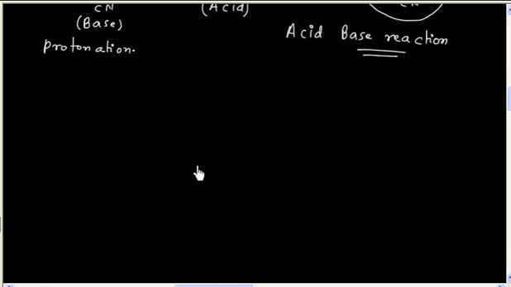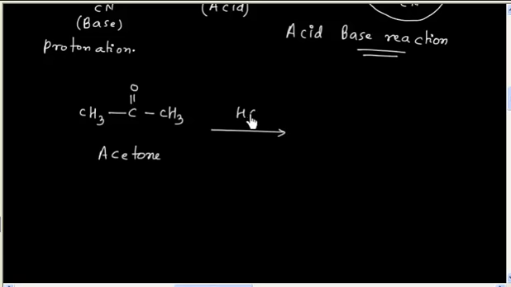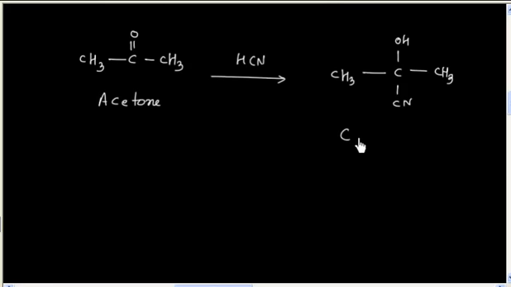Same thing can happen with ketone also. For example, let us say if I have this ketone, that is acetone, and if this reacts with HCN, it will generate cyanohydrine. So this is the cyanohydrine.